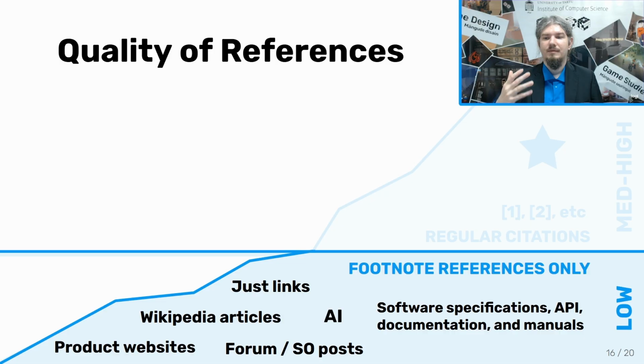So those are not high quality references. If you are, let's say, implementing in Godot and you want to cite the Godot documentation, then this is a footnote reference. This is not the medium to high quality citation that you would otherwise use. So API, documentation, specifications, all sorts of things like that will go as links to the footnotes.